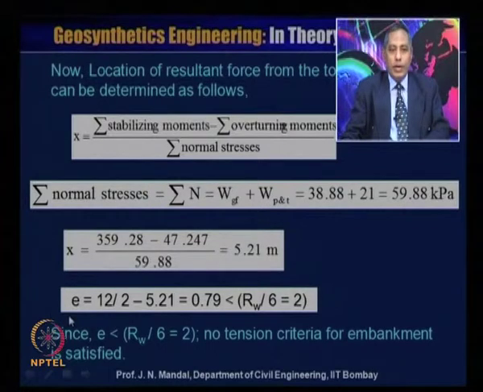Now, E is the eccentricity, equal to 12 by 2 minus x, that means 5.21. So, this will give that eccentricity E is 0.79. RW is the road width, that is 12 meter. So, 12 divided by 6 is equal to 2. So, this is less than 0.79. Since the E value is less than RW by 6, that is 2, the no tension criteria for the embankment is satisfied.